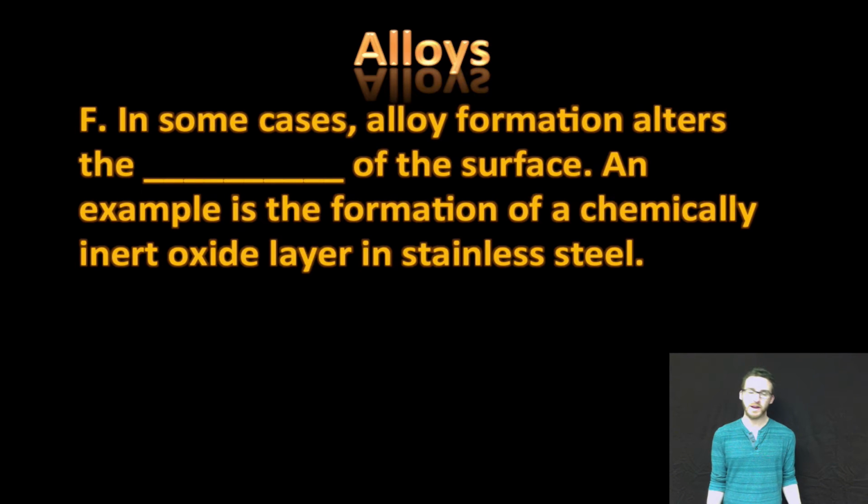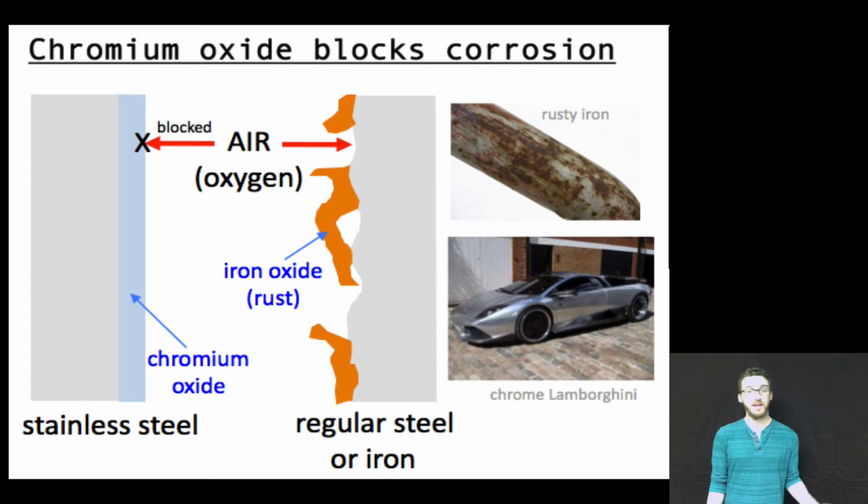And then lastly, recognize that in some cases, alloy formation alters the chemistry of the surface. A great example of this is with stainless steel. A chemically inert oxide layer, I think it's a chromium oxide layer, forms on the surface of the stainless steel, which makes it more difficult to stain. And it's just one last thing I want you to keep in mind as you think about alloys.